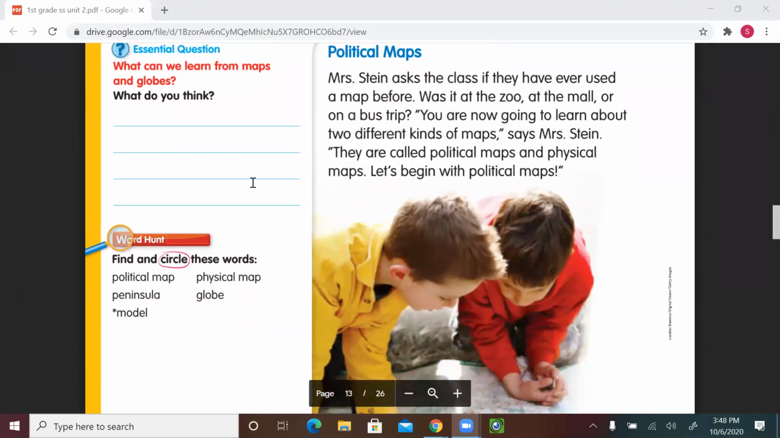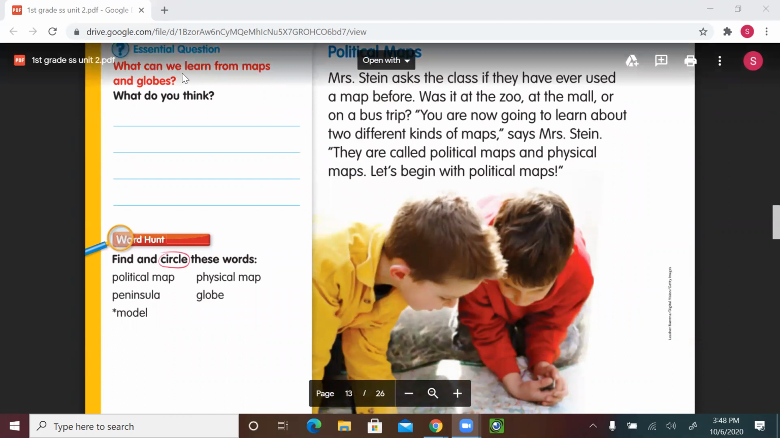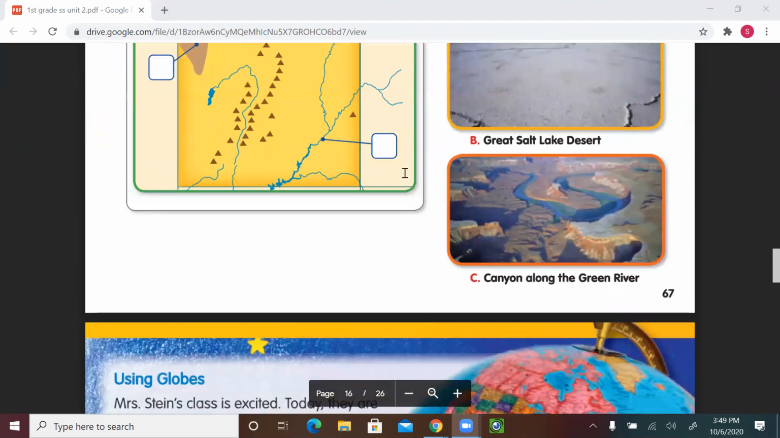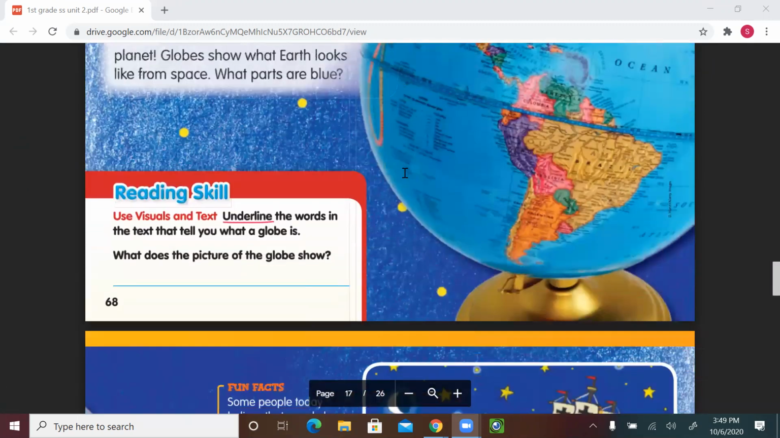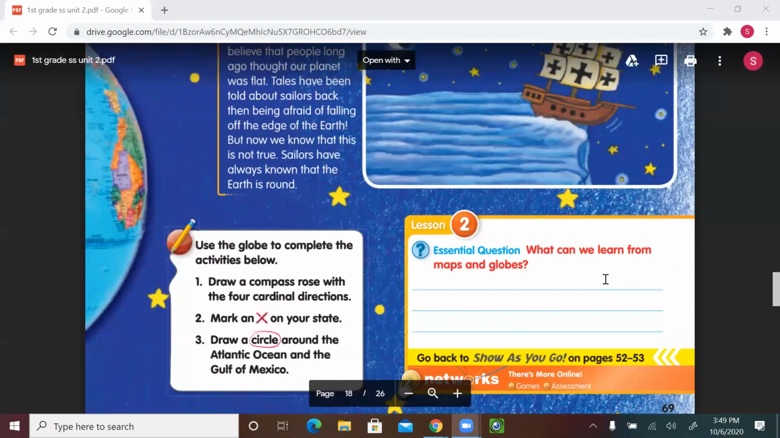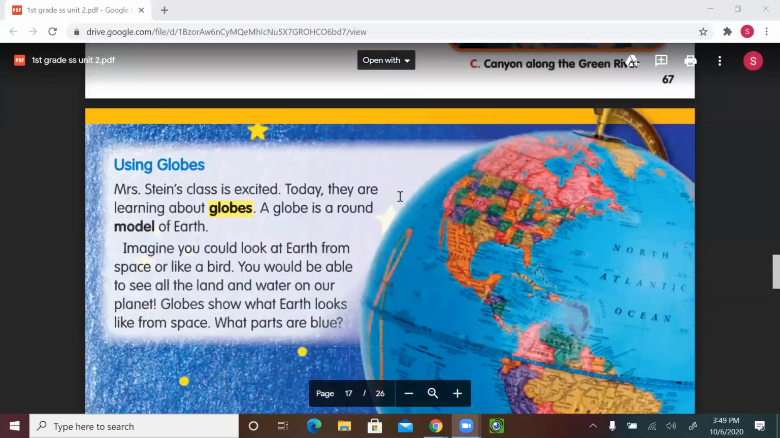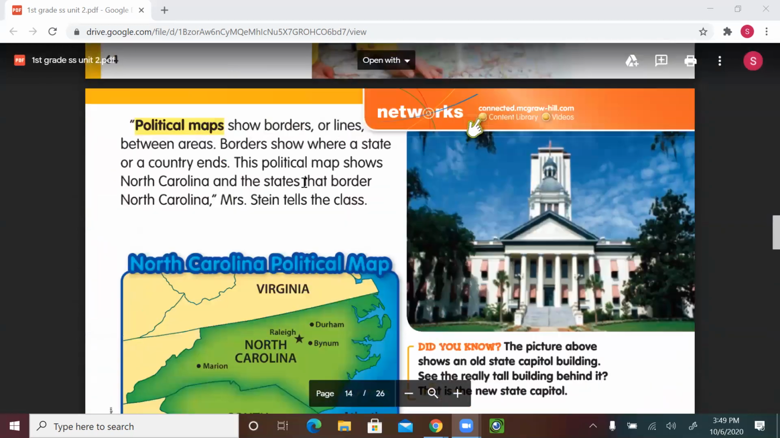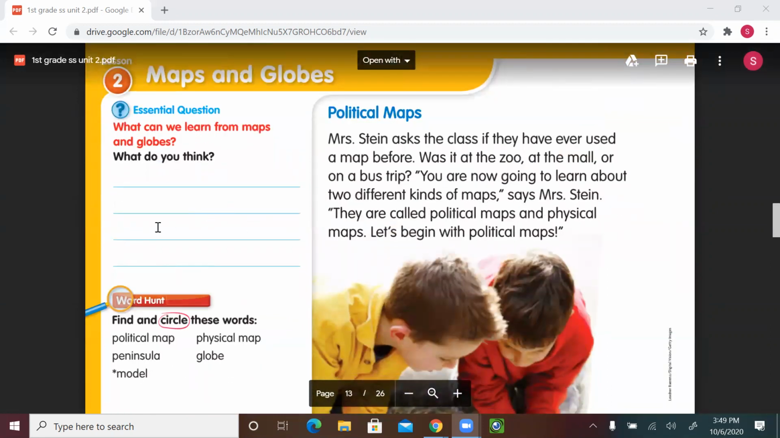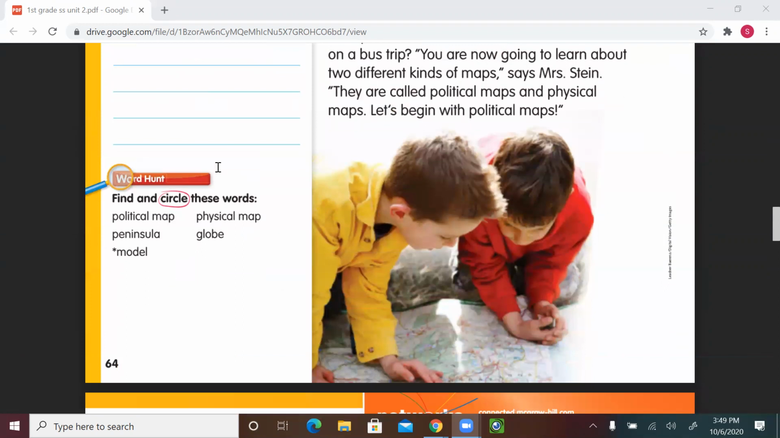All right, let's go here. What can we learn from maps and globes? Remember, that was the essential question, the last question for this lesson on page 69. You can put your answer here, or you can go back to the first page of the lesson, lesson 2, and put your answer there. Or actually, you can put it on both pages, page 64 and page 69. So what can we learn from maps and globes?